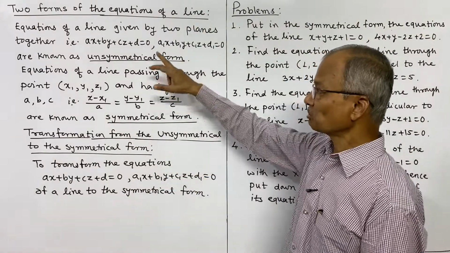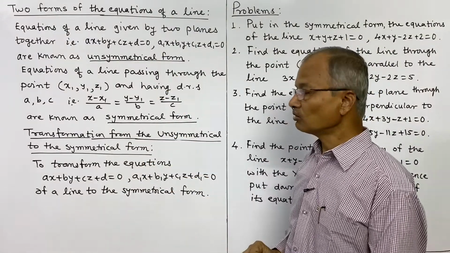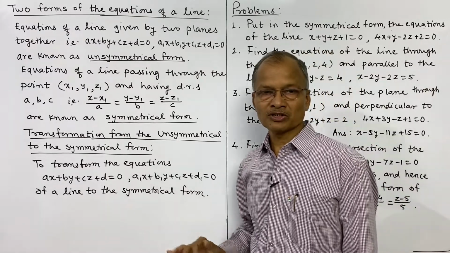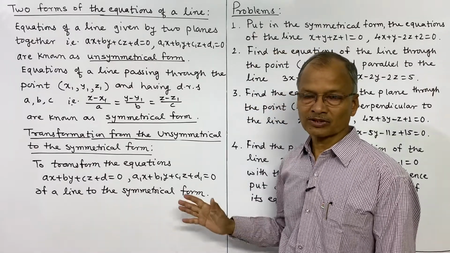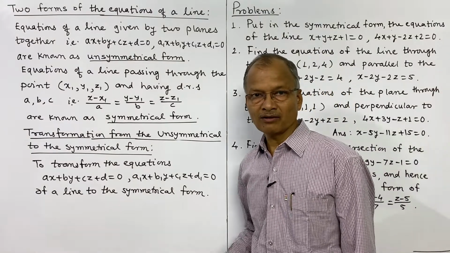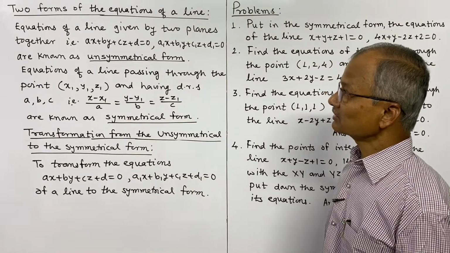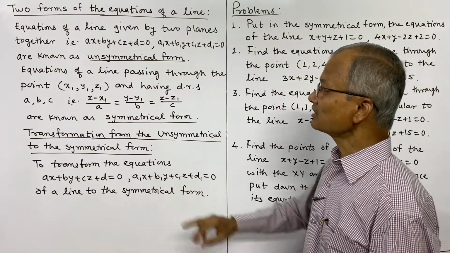So I have written these forms again, and in this lecture we will see how to transform one form, which is the unsymmetrical form of equation of line, to the symmetrical form of equation of line, and then we will solve some problems. So first we will see what is the unsymmetrical form.